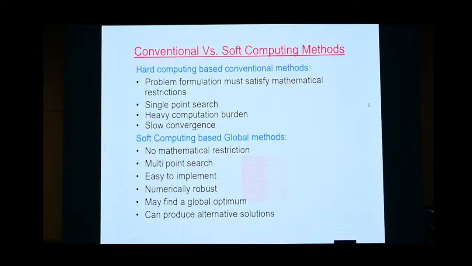Only one thing is that you may find a global optimum. There is no guarantee that the solution will be the best solution, but in most cases it may give us the global optimum, the best solution. And it can produce alternative solutions. In many cases, we will see later in multi-objective optimization, a set of solutions will be given. So as per our requirement, we can pick which solution is best for our needs.